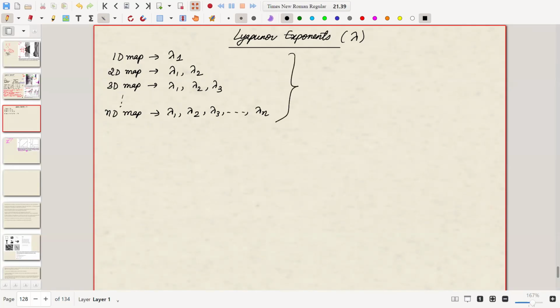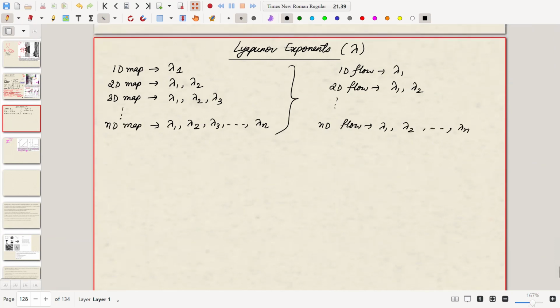Similarly, it is not just restricted to maps, it can be flows also. A 1D flow has one Lyapunov exponent, a 2D flow has two Lyapunov exponents, and similarly an n-dimensional flow will have n Lyapunov exponents. Now, we will fix our study on maps. It can be extended to flows also.